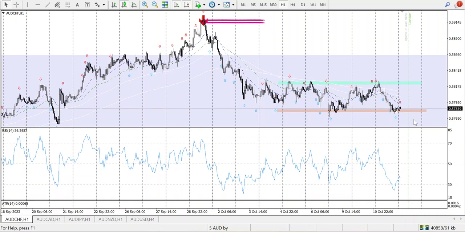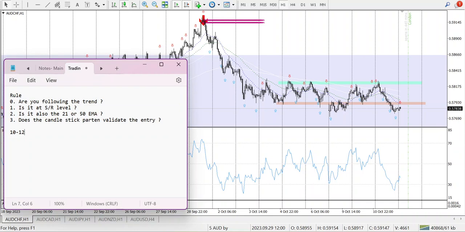So yesterday my range was, let me go back to yesterday's range. I just moved the candle down. My range yesterday was this one. So what I'm expecting right now is that the market will come to this level and then go down. So let me write it down for AUD CHF. Today also on AUD CHF, I will look for a sell signal, 50 EMA.